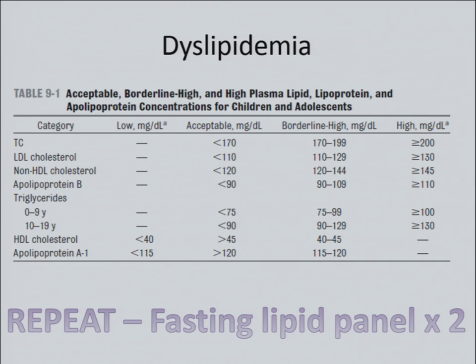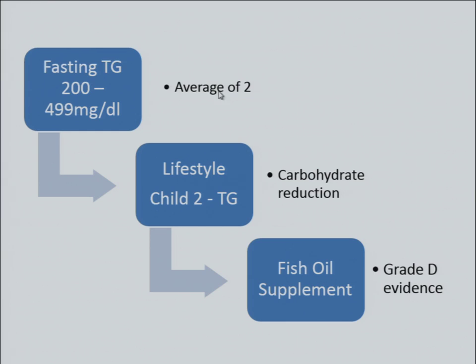So the triglycerides are down here, and if they're borderline high or high, which is greater than 100 and greater than 130 in children 0 to 9 and then 10 to 19 respectively. So if it's high on the first one, the guidelines suggest that the next step is to repeat the fasting lipid panel. So you need to have 2 fasting lipid panels, and then you take the average of the results. If the fasting triglyceride level is between 200 and 499 and that's the average of the two, the first line treatment is what's called the Child 2 triglyceride diet.